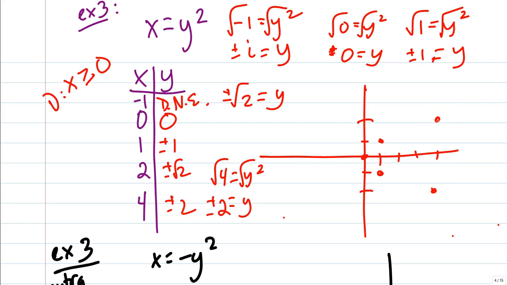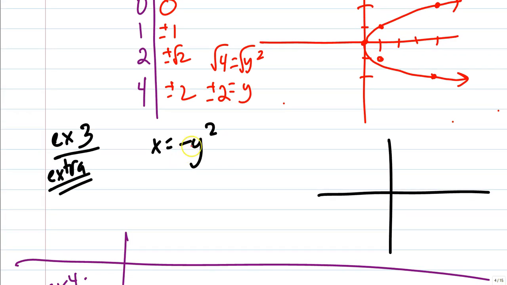What is this graph looking like? Well, we already knew it's a parabola, right? But when I have x equals y squared instead of y equals x squared, it creates a parabola that's opening to the right. See that? So the idea is we basically end up with a parabola opening to the right when we have x equals y squared.